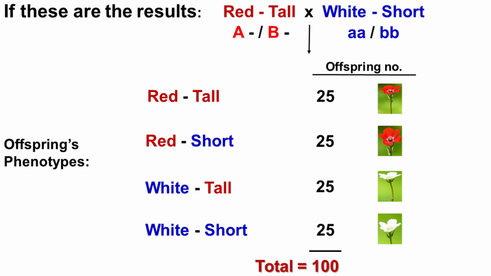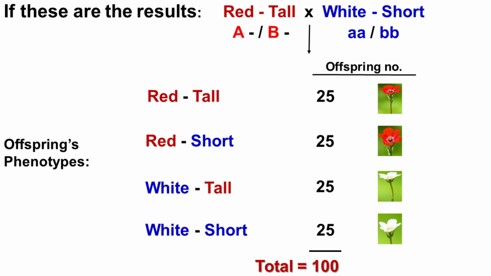If these are the results, 25 red tall offspring, 25 red short offspring, 25 white tall offspring, and 25 white short offspring, we see a 1 to 1 to 1 to 1 ratio of phenotypes. This tells us that the two traits, flower color and plant height, are assorting independently as each is 25%.